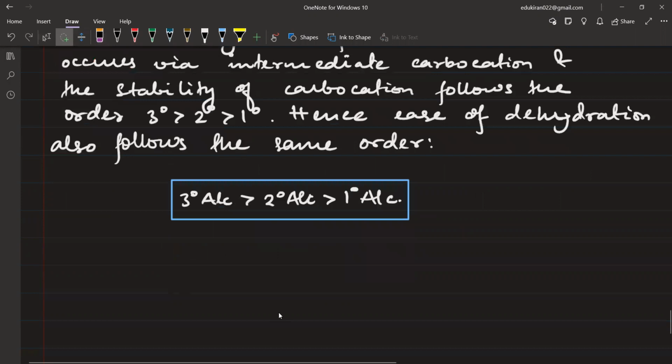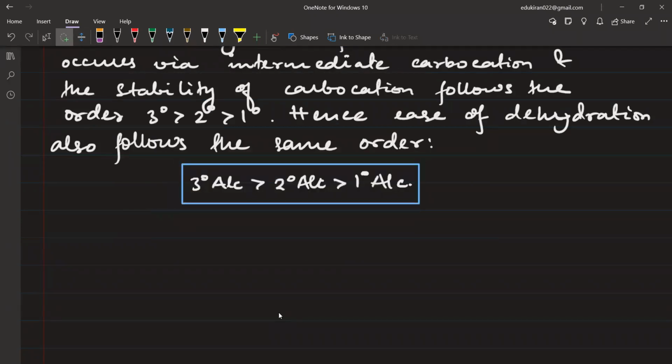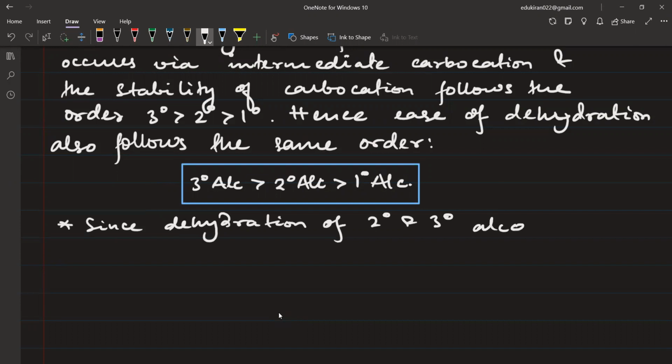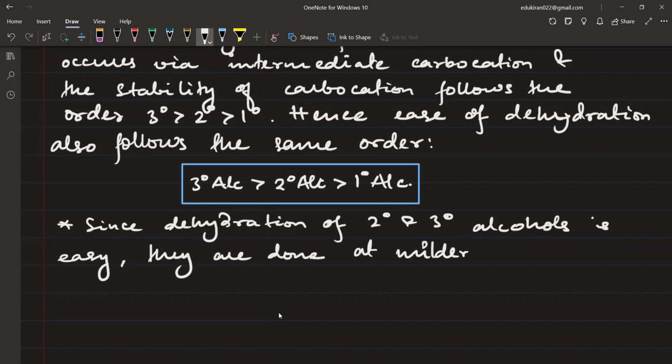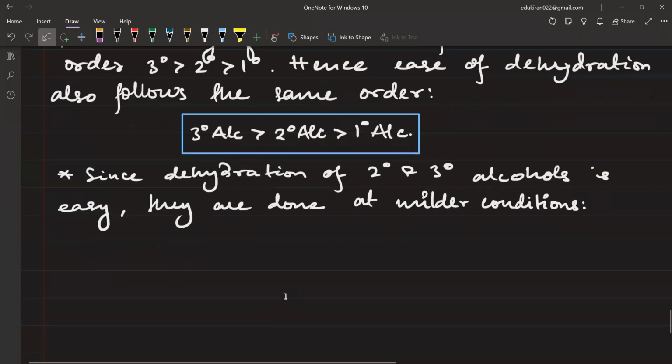Right, the next point. Since dehydration of 2 degree and 3 degree alcohols is easy, they are done at milder conditions. Okay, at milder conditions. So please write these reactions.